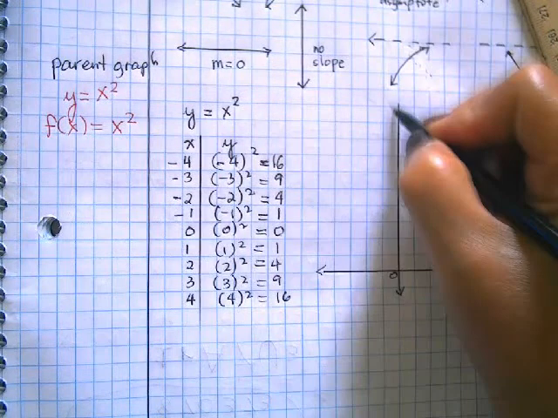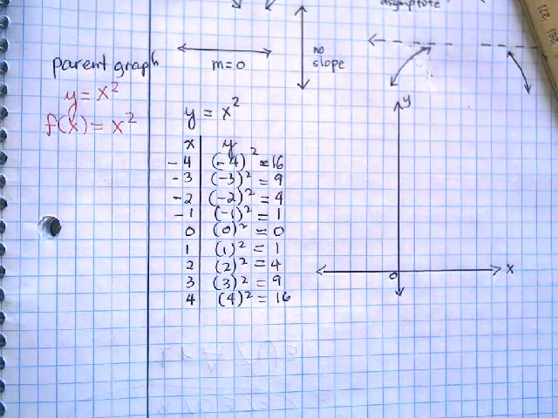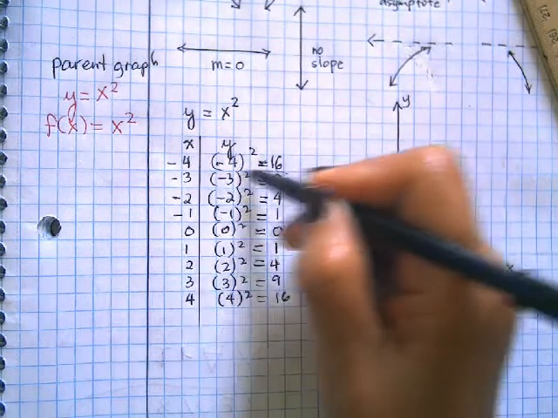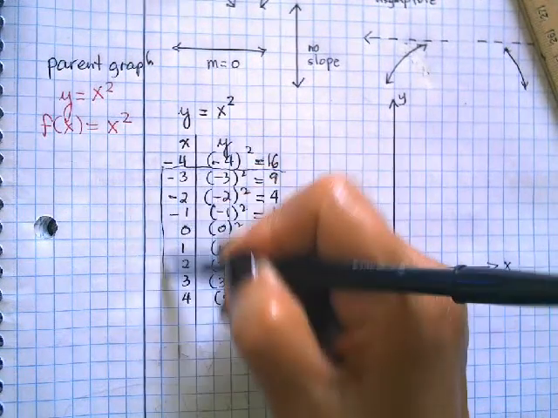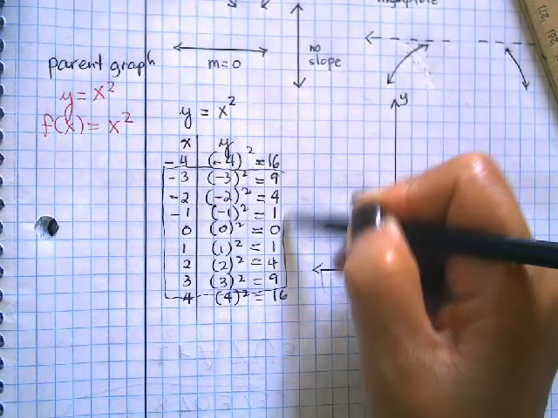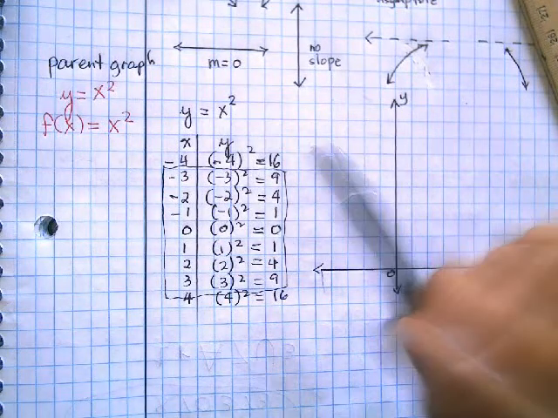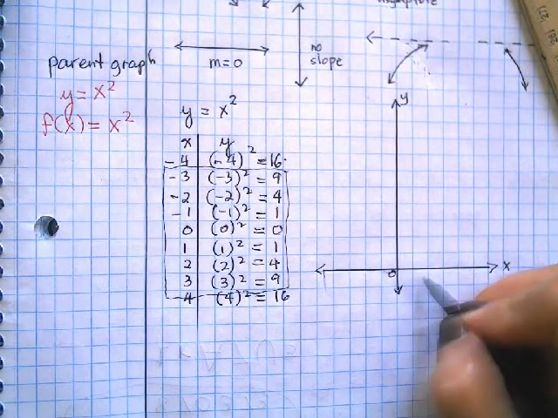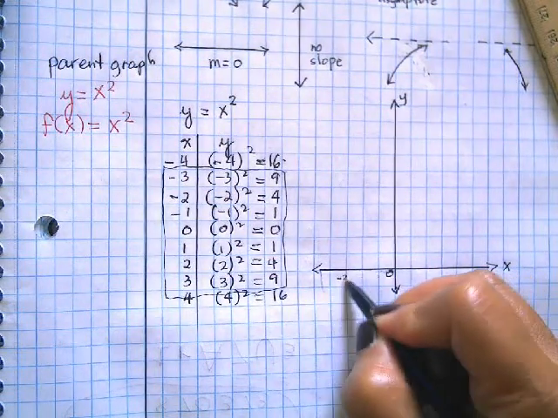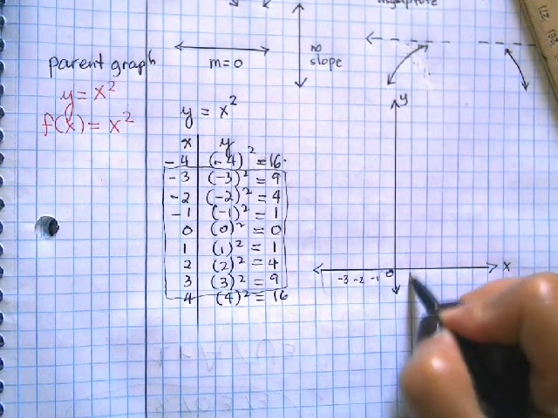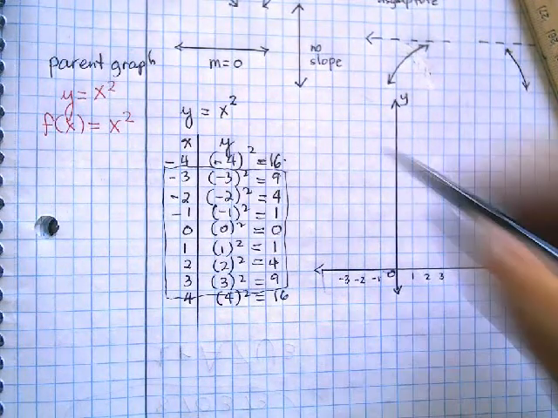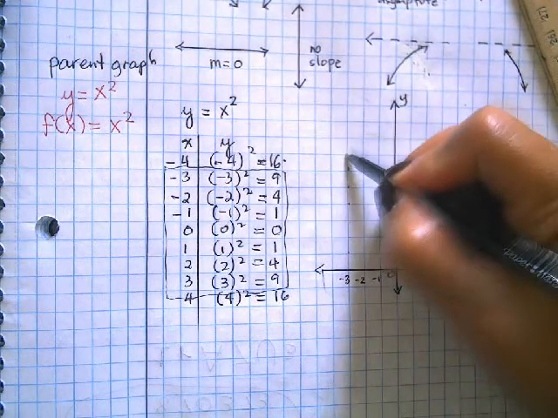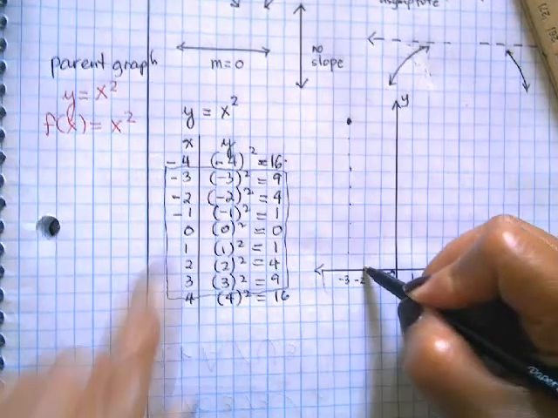16 is way up there, so maybe we can just graph from here up to here. These values. Then we will just use arrowheads to say that it's going in that direction. So -3, so this is -3. -3 gives 9, so let's count: 1, 2, 3, 4, 5, 6, 7, 8, 9. Negative 2 is 4.